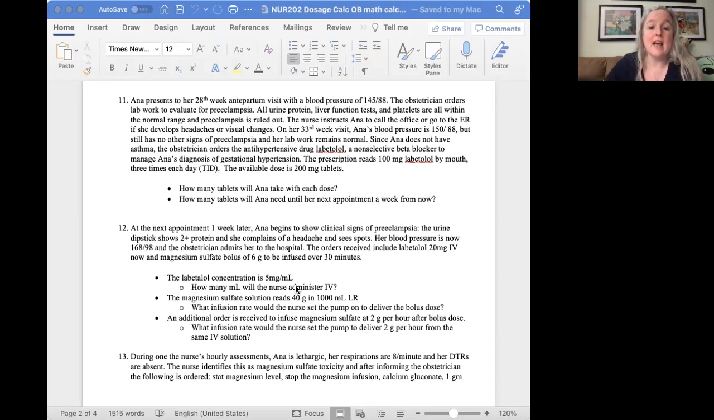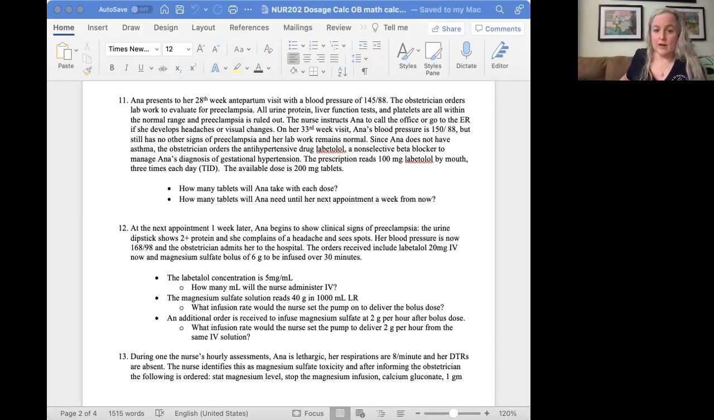Since Anna does not have asthma, the obstetrician orders the antihypertensive drug labetalol, a non-selective beta blocker, to manage Anna's diagnosis of gestational hypertension. The prescription reads 100 milligrams labetalol by mouth 3 times a day, or TID. The available dose is 200 milligram tablets.